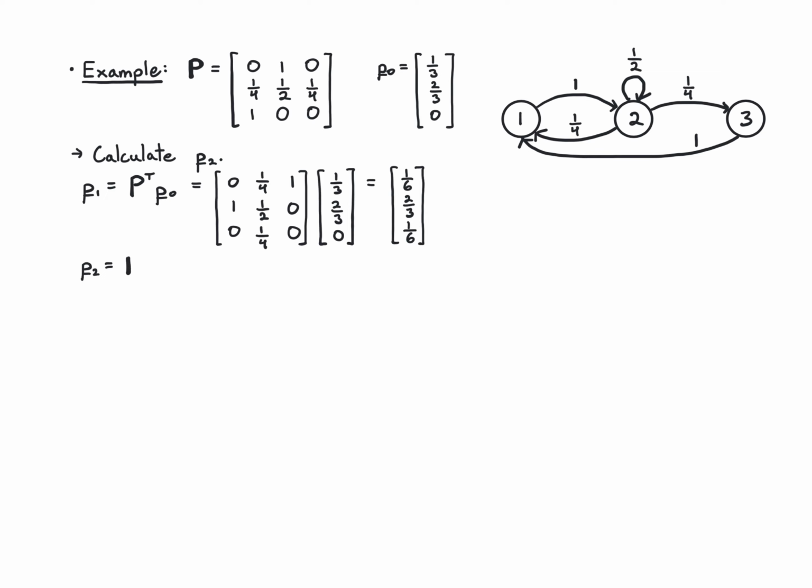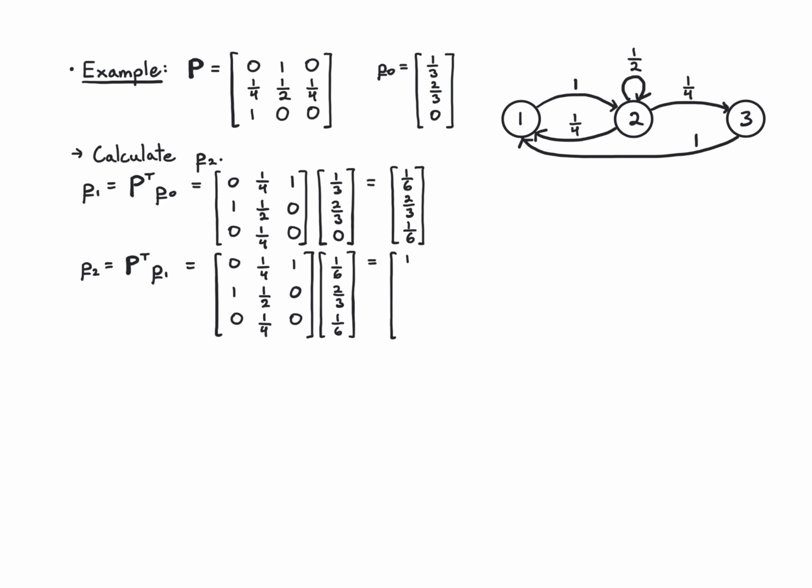For P2, I do the same thing. I hit it by P transpose, and I'm going to write out P transpose again. I'm going to write now P1, which is going to be 1/6, 2/3, and 1/6. And I'm going to get 1/3, 1/2, and 1/6.